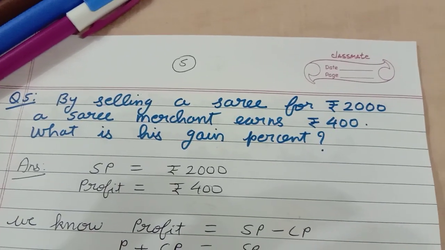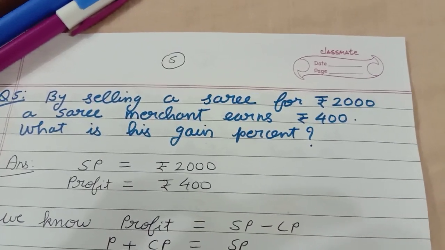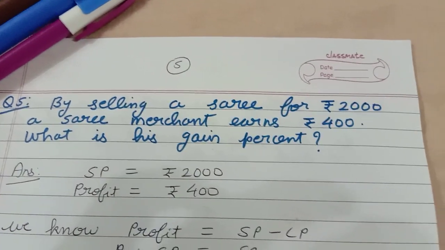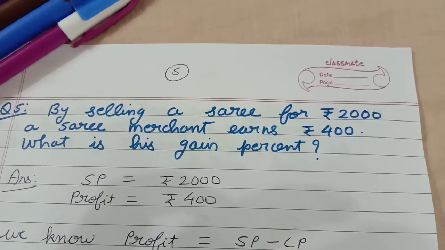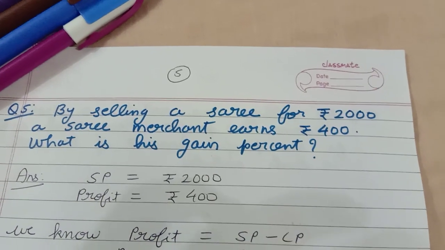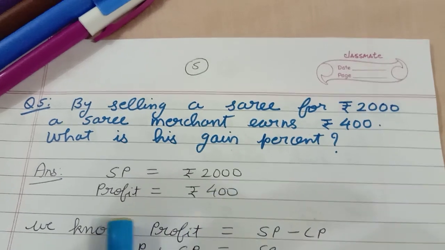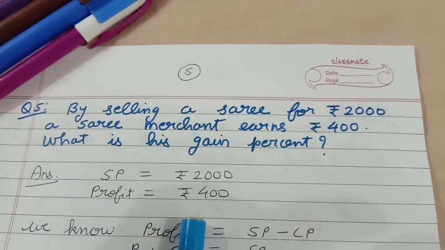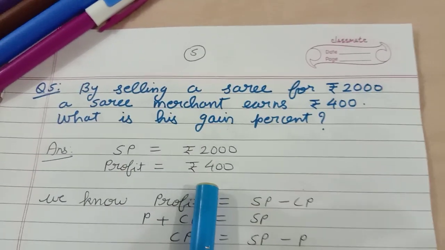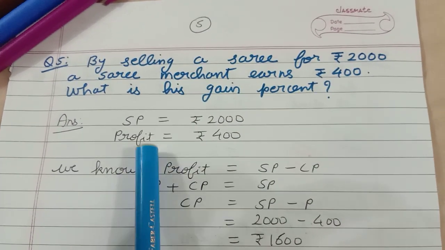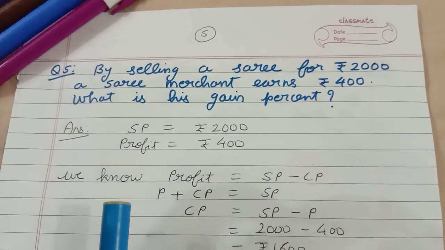Question 5. By selling a sari for rupees 2000, a sari merchant earns rupees 400. He sold the sari for rupees 2000. So selling price is given, profit is rupees 400. Fine. Now what is the gain percent? A very simple question.